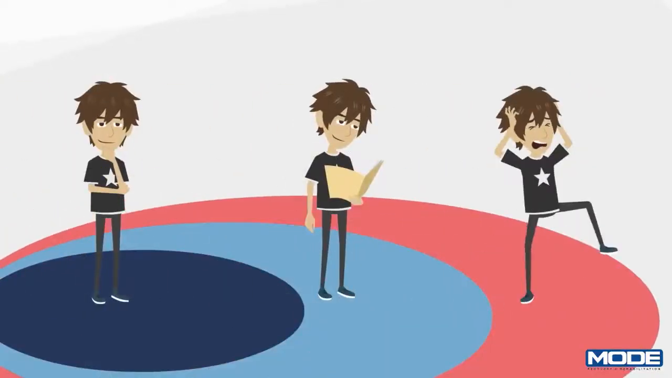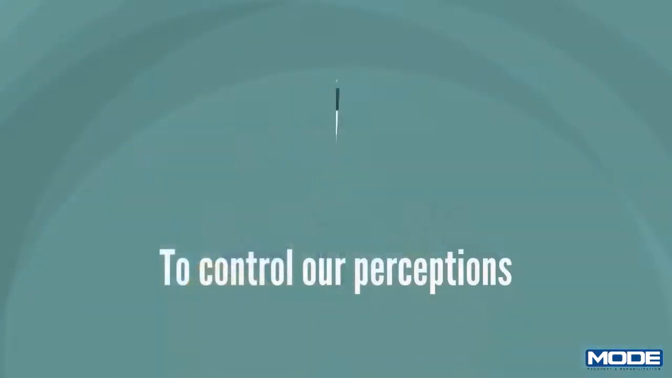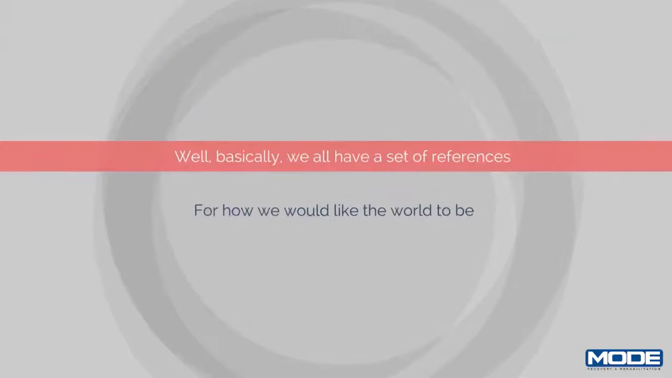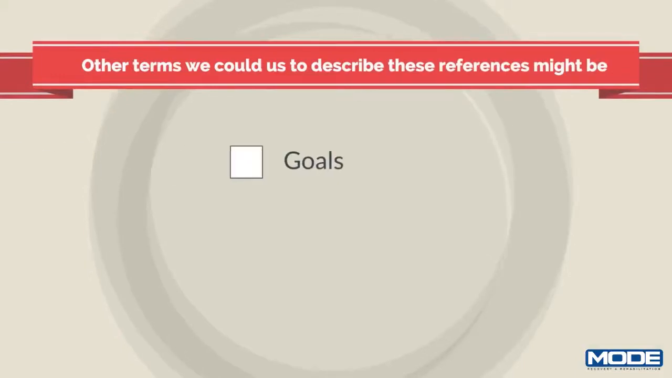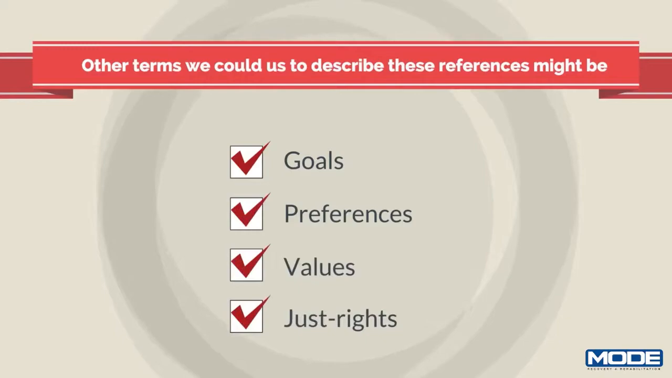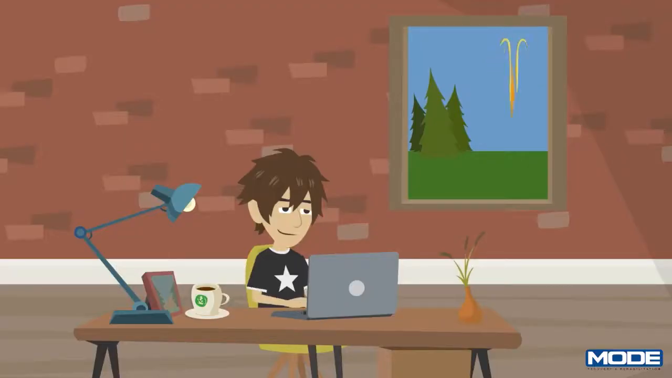PCT argues that all human behaviour, in fact the behaviour of all living things, has just one purpose: to control our perceptions. But what does that actually mean? Well, basically, we all have a set of references for how we would like the world to be. Other terms we could use to describe these references might be goals, preferences, values, or just rights. When our experience of the world doesn't fit with these references, we react in a way that tries to bring our experience in line with the way we want things to be.